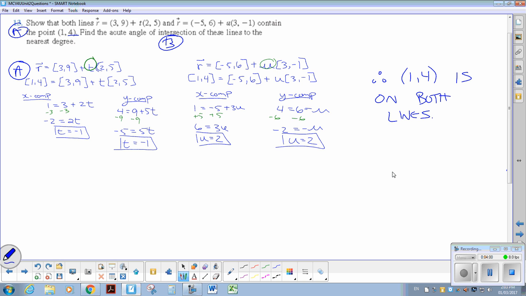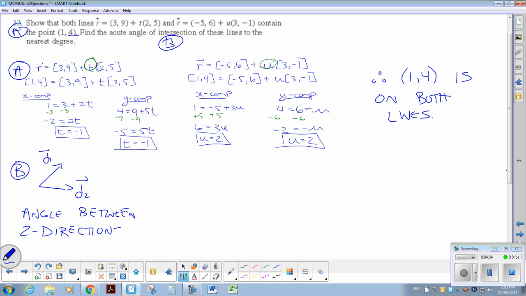Now we have a bit of a throwback question here. B says, find the angle between the two lines at the point of intersection. Well, it doesn't really matter where we pick the line, because in the end, we have a direction vector facing one way, and we have a direction vector facing another way. So really, we're just finding the angle between two direction vectors. If you think back to your last unit and on the test, how would you do that? Well, the easiest way is the dot product.